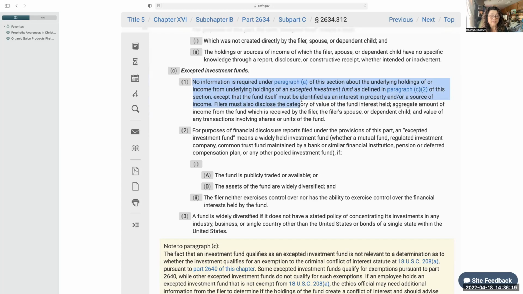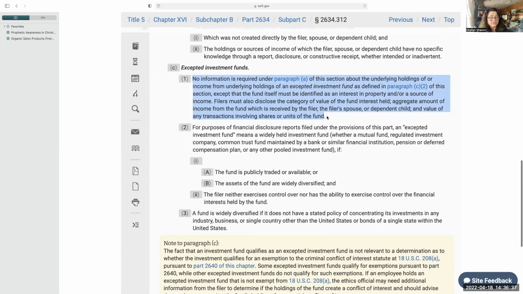Filers must also disclose the category of value of the fund interest held, aggregate amount of income from the fund which is received by the filer's spouse or dependent child, and value of any transactions involving shares or units of the fund.